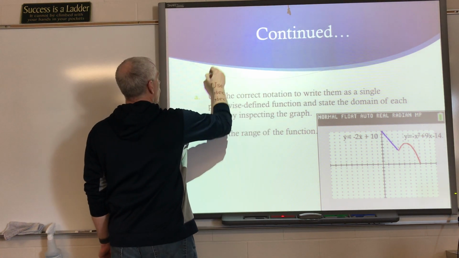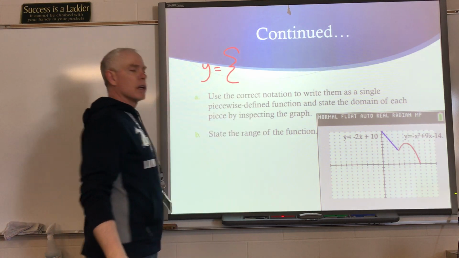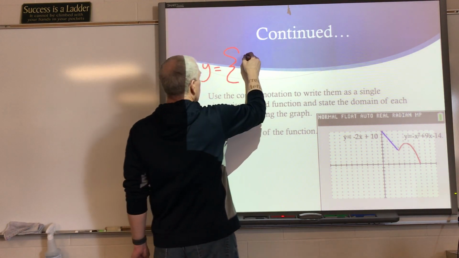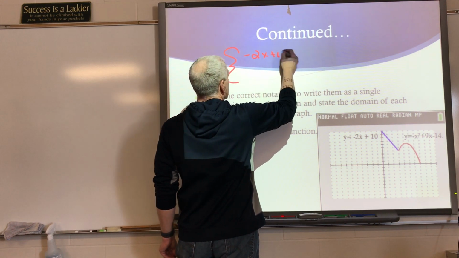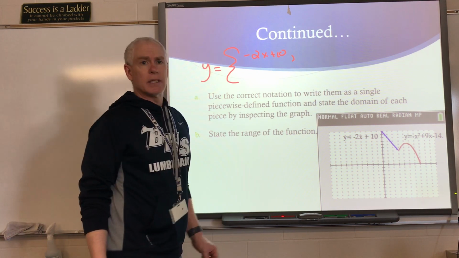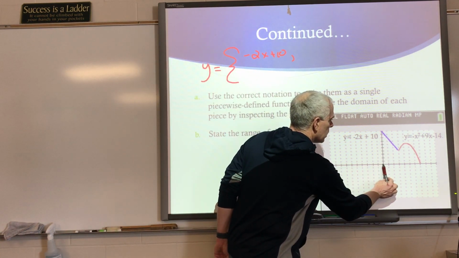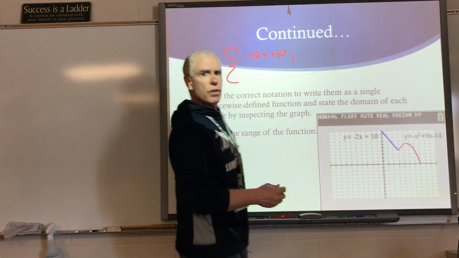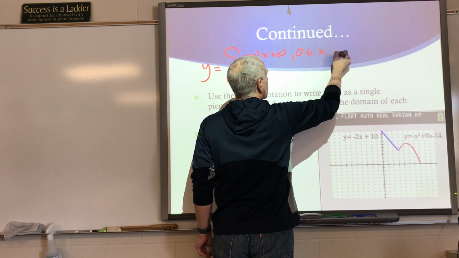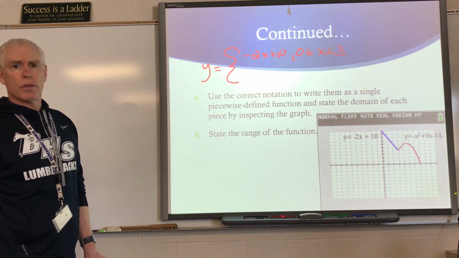So we're going to go y equals, a big curly bracket there, and then we're going to define each of these parts. It's going to look like negative 2x plus 10 on a certain domain. It doesn't look like negative 2x plus 10 forever. It looks like negative 2x plus 10 when the x coordinate is between 0 and 3. X is between 0 and 3.